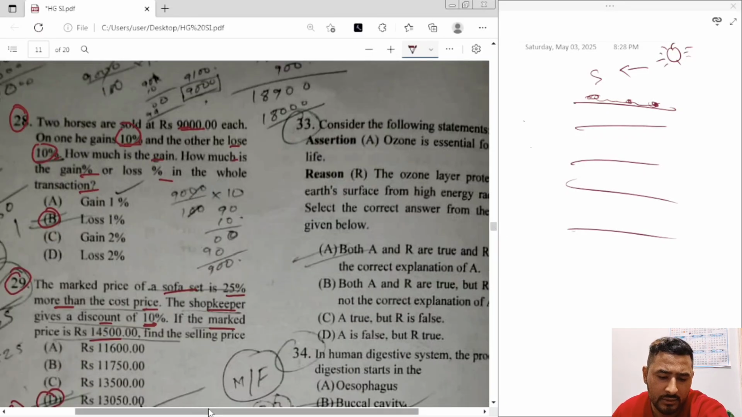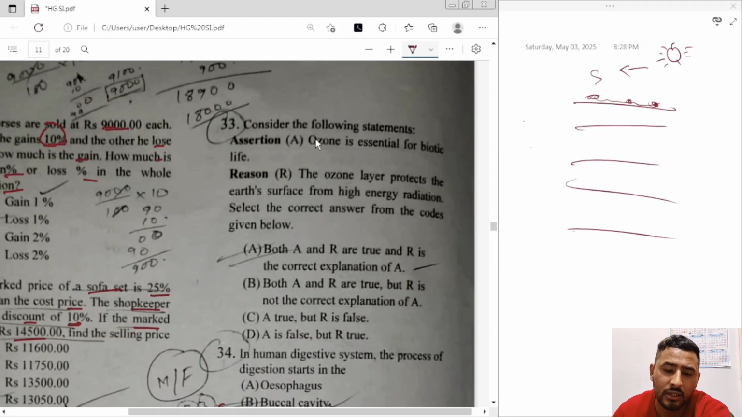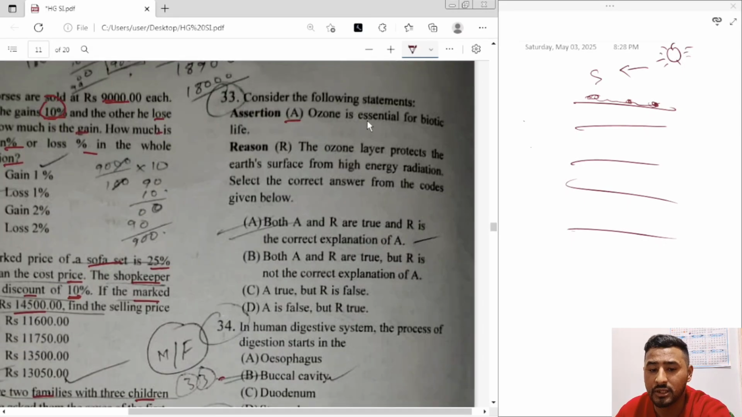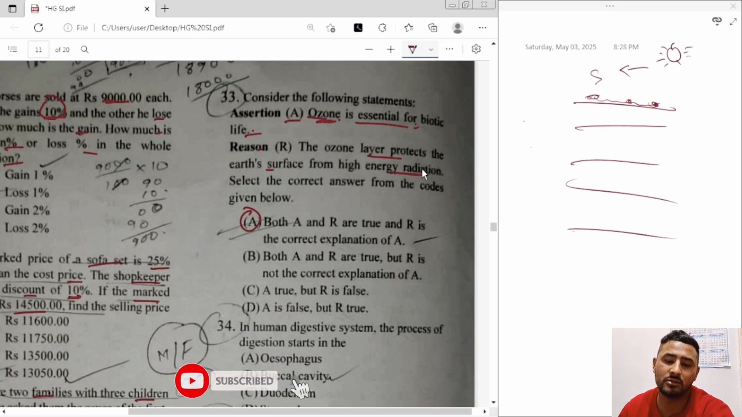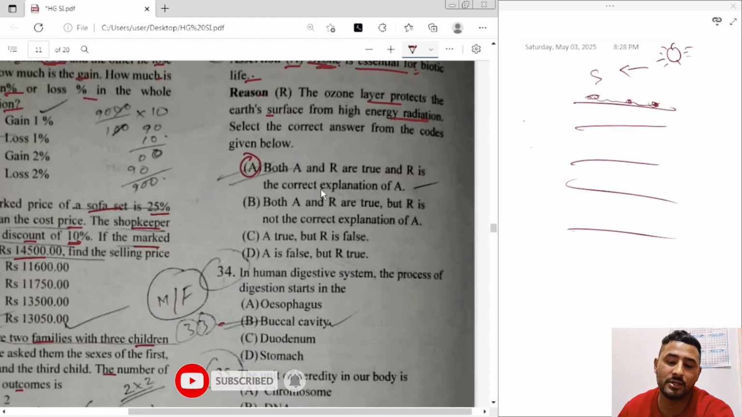That is 33. Assertion and reason. Consider the following statements. Assertion: Ozone is essential for biotic life. Reason: The ozone layer protects the Earth's surface from high energy radiation. As per the given statements, both are correct. Ozone is essential for biotic life. You all know the ozone layer protects us from different types of radiation coming from the sun, so it is very important. The reason given is that the ozone layer protects the Earth's surface from high energy radiation. So both A and R are correct, and R is the correct explanation of A, because ozone is protecting us, which is why it saves us from the radiation.